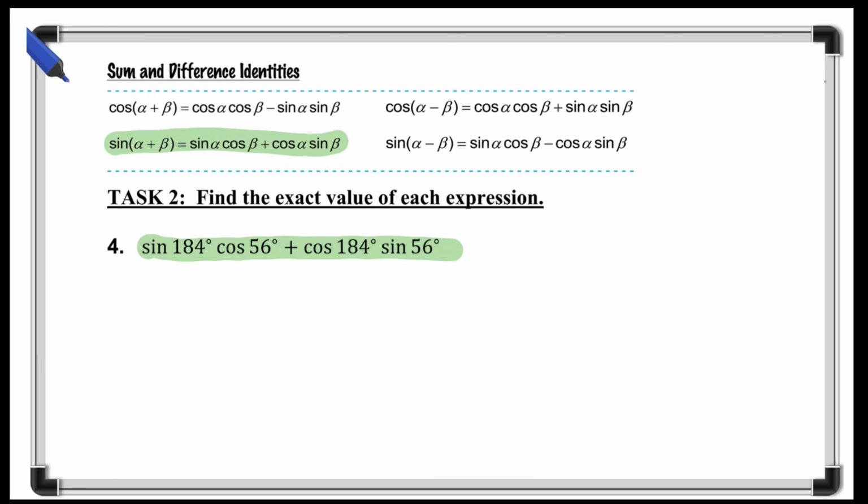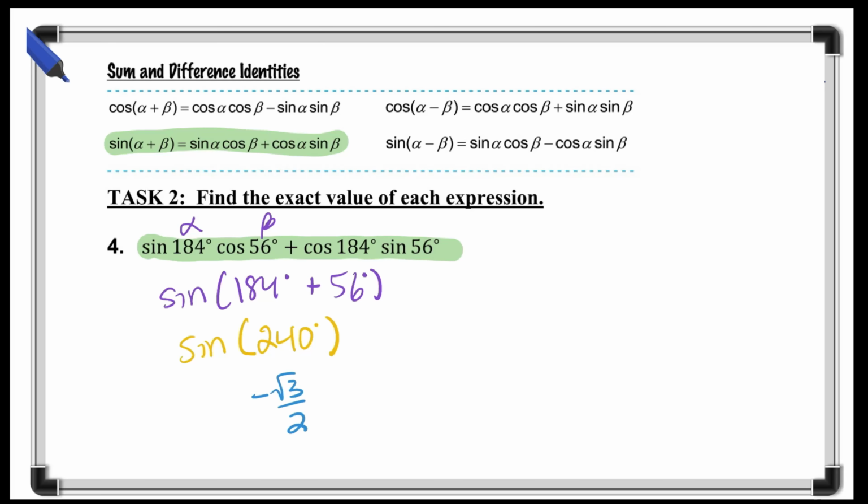It matches. So what I'm saying is, oh wait, this is my first angle and my second angle. So what that is, it's really the sine of 184 degrees plus 56 degrees. And when I simplify that, I know that 184 degrees plus 56 is 240 degrees. So then if you were to continue looking back at your unit circle, sine of 240 is negative root 3 over 2, and that would be your final answer.